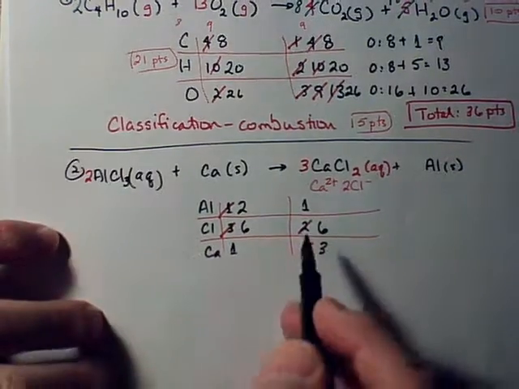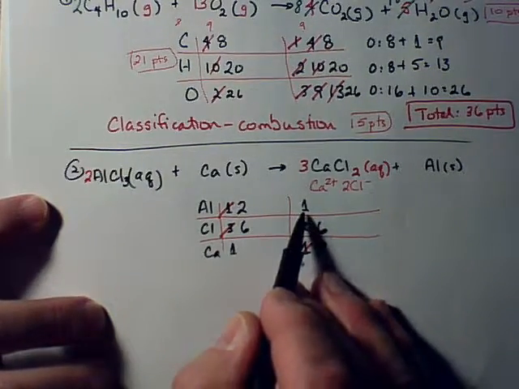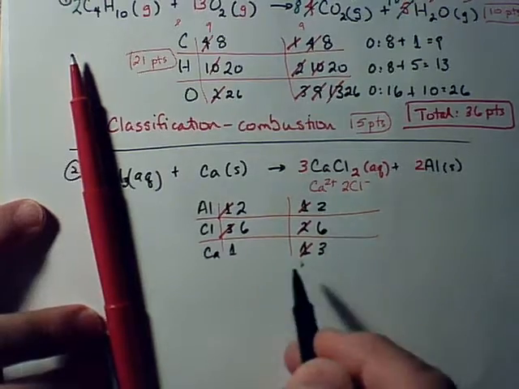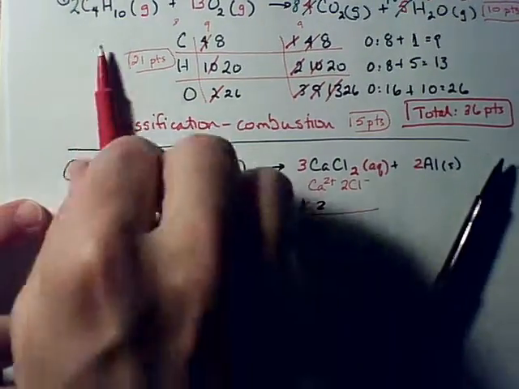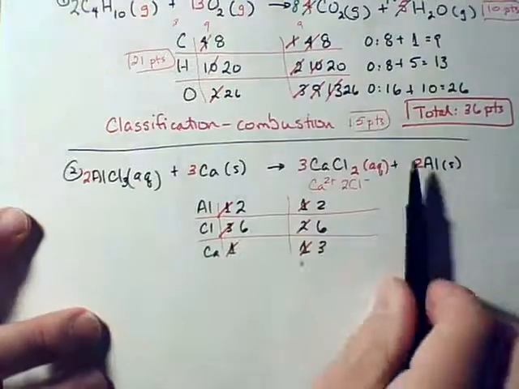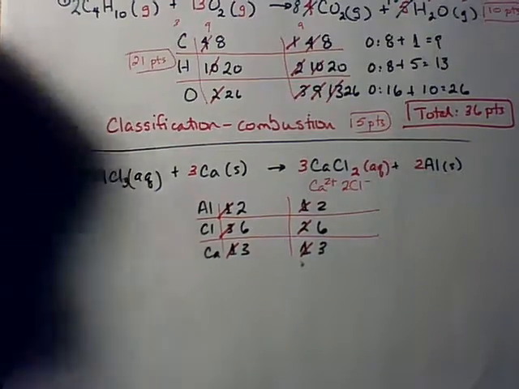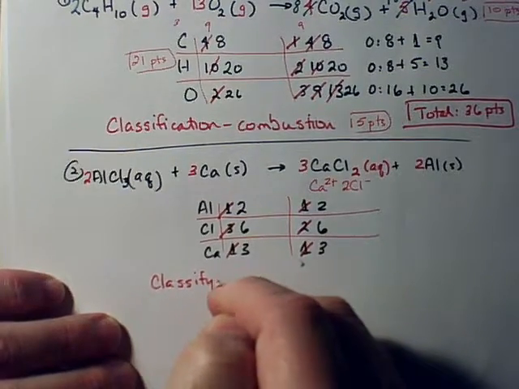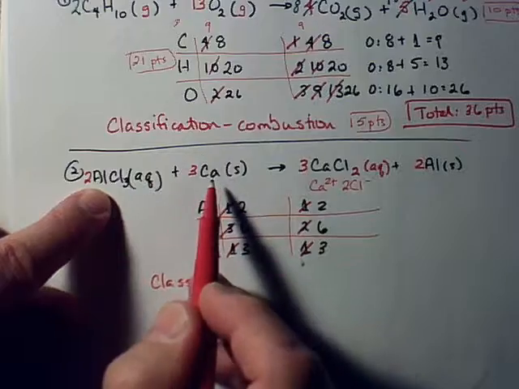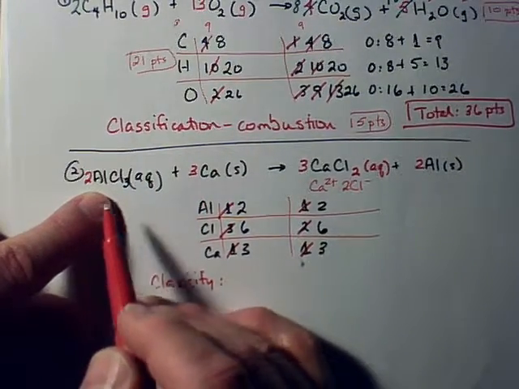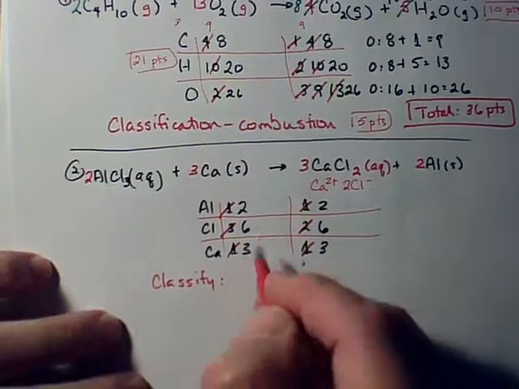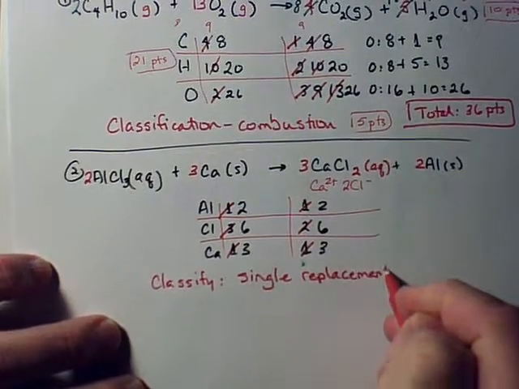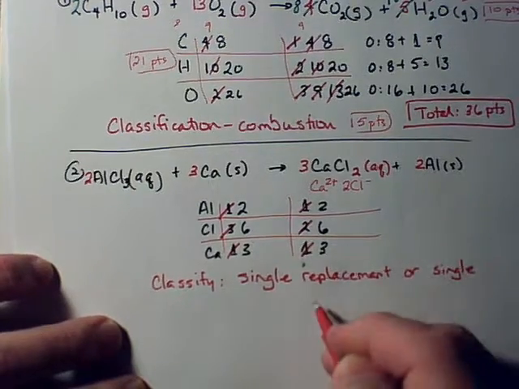We just got to get the metals that are by themselves balanced now. I've got 2 aluminums on the left. I've got 1 on the right. My coefficient 2 will fix that. So now that's 2 aluminums, and if I've got 3 calciums on the right and only 1 on the left, a coefficient of 3 will fix that over here. And so this equation is now balanced. We're going to classify this as, alright, since I have an element by itself that's replacing an element in a compound, that's single replacement. Okay? So this is called single replacement, or you can call it single displacement. Either one is acceptable.